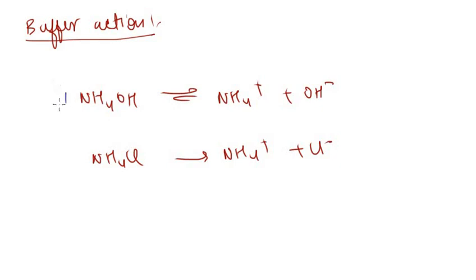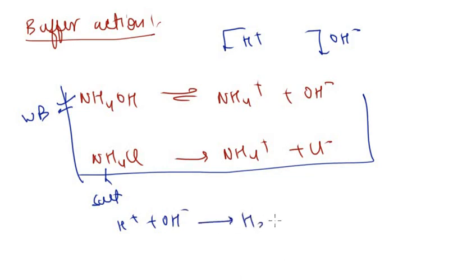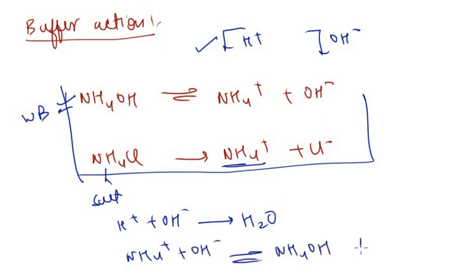Now we have a buffer solution where we have ammonium hydroxide, which is a weak base, and its salt with a strong acid. Now if we add H plus, or if we add OH negative. When we add H plus, the H plus will react with OH negative to form water. So all the H plus will be neutralized. Now if we add OH negative to the solution, we have an excess amount of NH4 plus. So NH4 plus will react with OH negative and form NH4OH. Its K is like 1 by Kb, which is very much greater than 1. So all the OH minus will be absorbed. That's how the basic buffer works.